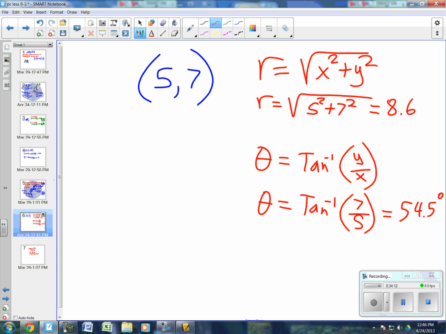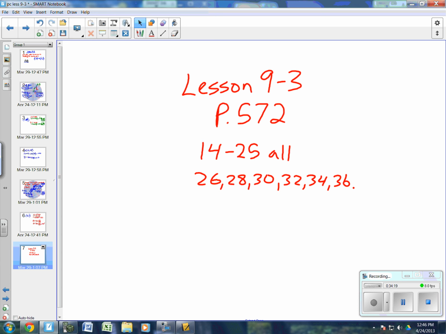Got it? How many of you think you can do this assignment? All right. Hey, you guys, do 14 through 25. If we have time at the end of class, I'm going to show you how to do 26 through 36, these last few. Because what I'm going to do is give you equations, and you've got to change those, like if it gives you a polar equation, you're going to change that to a rectangular equation.